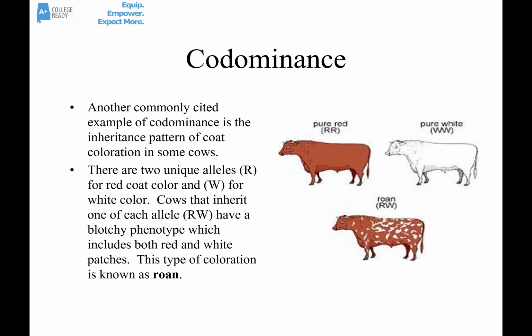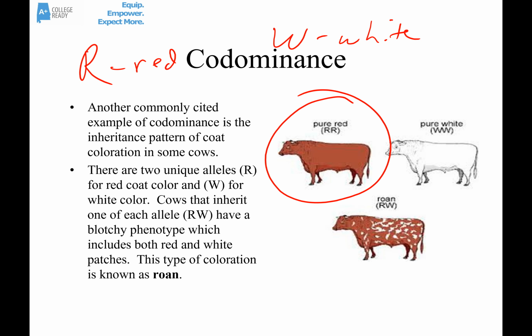Another commonly cited example of codominance is an inheritance pattern of coat coloration in some cows. So there's two unique alleles. Big R is the allele for red coat coloring. Big W is the allele for white coat coloring. So if a cow has two big R alleles, the pure red. Two white alleles, pure white.